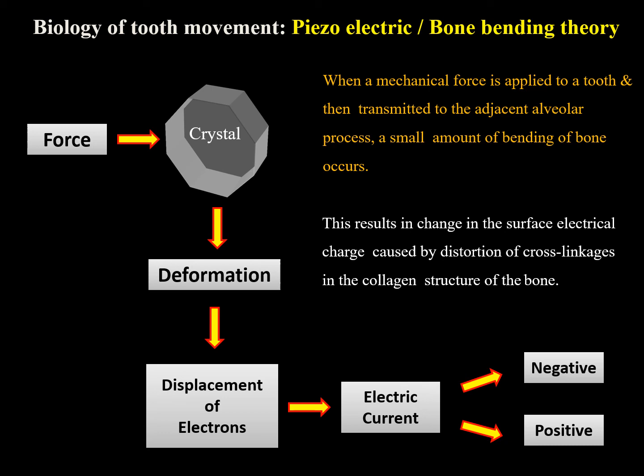So when a mechanical force is applied to a tooth and then transmitted to the adjacent alveolar process, a small amount of bending of bone occurs. This eventually results in a change in the surface electrical charge caused by distortion of cross linkages in the collagen structure of the bone. This charge is either positive or negative.